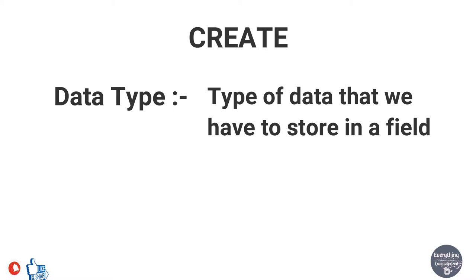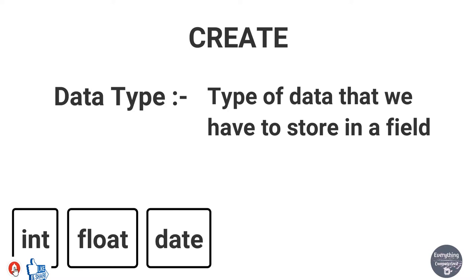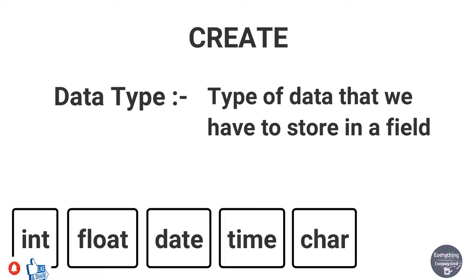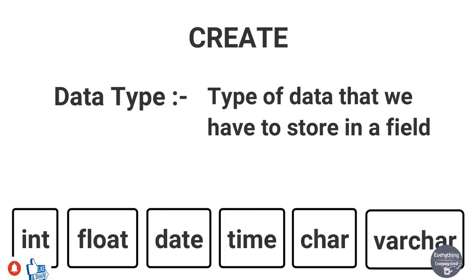SQL supports a lot of data types, but mainly there are 6 major data types supported by SQL. These are int, float, date, time, char and varchar. We will learn about data types in detail later in this tutorial.